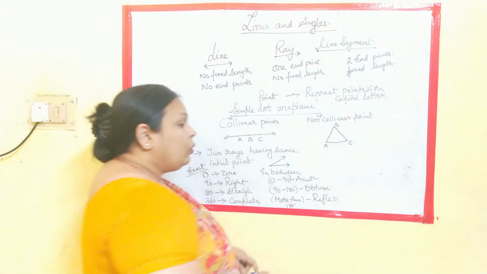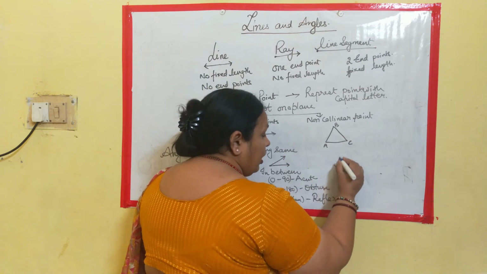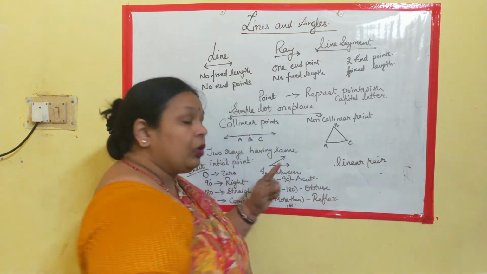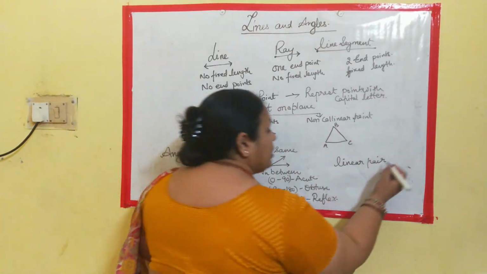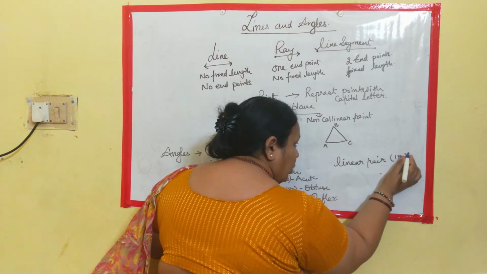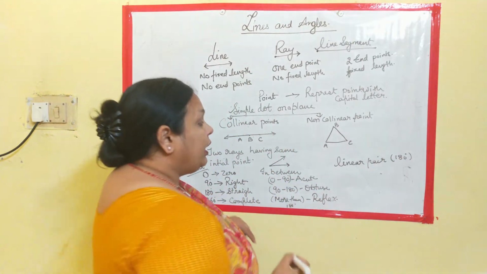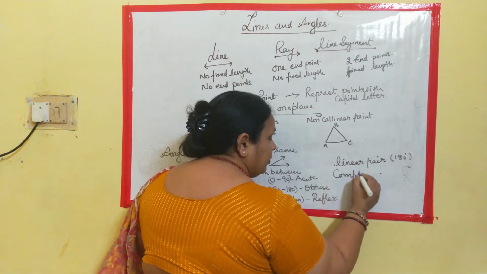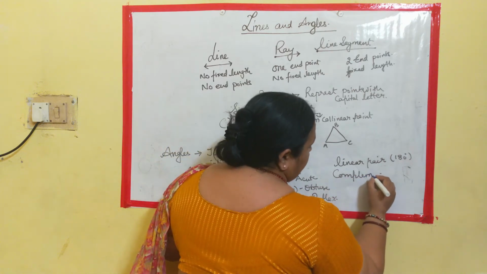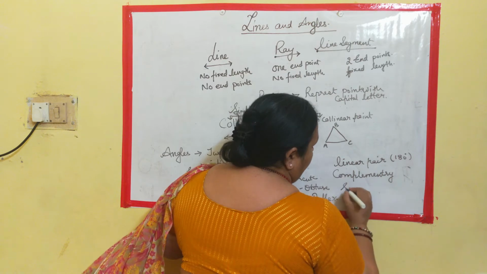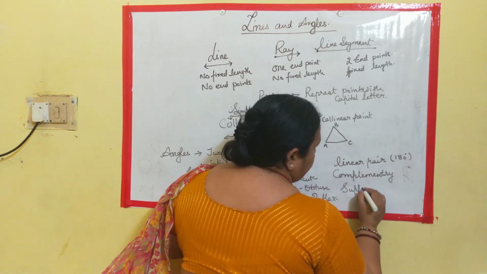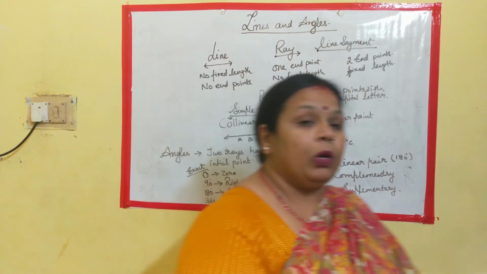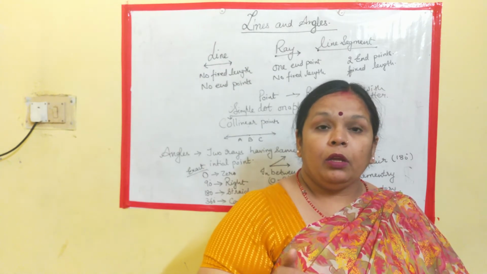More than this, when we talk of angles, we are going to talk about linear pair. Now remember, when we are talking about linear pair, the measurement will be considered as 180 degrees. Clear? Then we will be talking about complementary and supplementary angles. Clear?